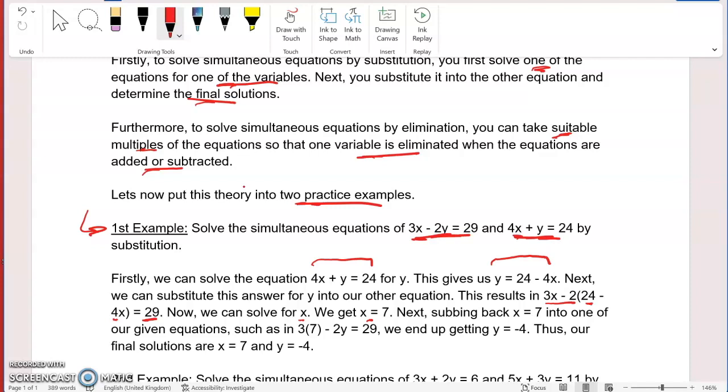Next, subbing back x equals 7 into one of our given equations. For example, if we sub back into this equation here, then we get 3 multiplied by 7, which is the x value we just found, minus 2y equals 29, and solving it for y, we end up getting y equals negative 4. Thus our final solution set is x equals 7 and y equals negative 4.